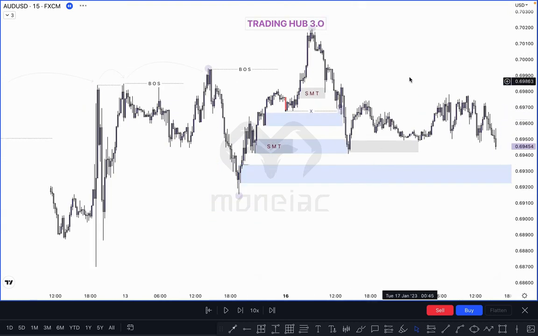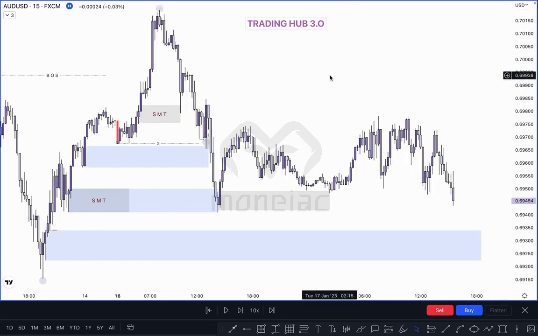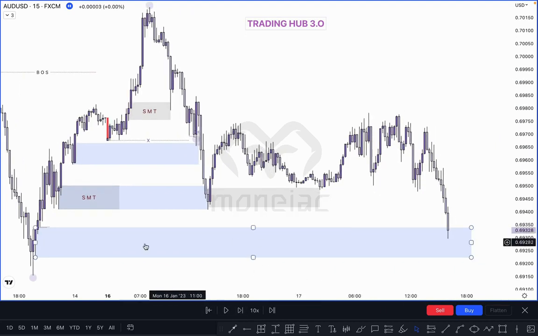Okay, so let's wait for the market to mitigate this order block, then you can switch to the 1 minute time frame for entry criteria. So let's see what happened next here. Okay, so finally the market mitigated our order block. Now you have to switch to the 1 minute time frame to see exactly how you can trade in a 1 minute time frame.